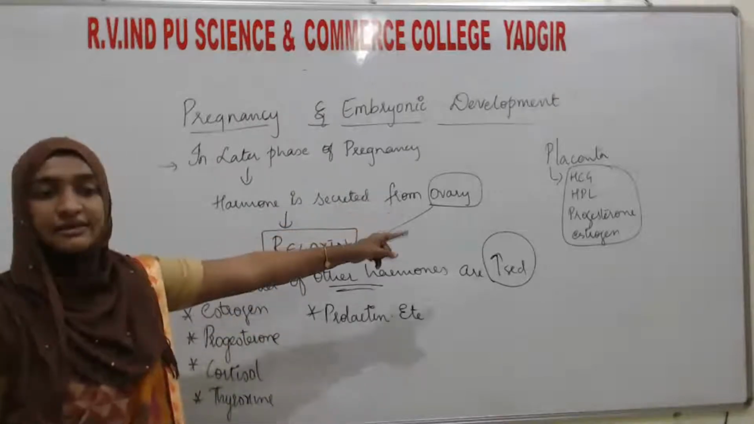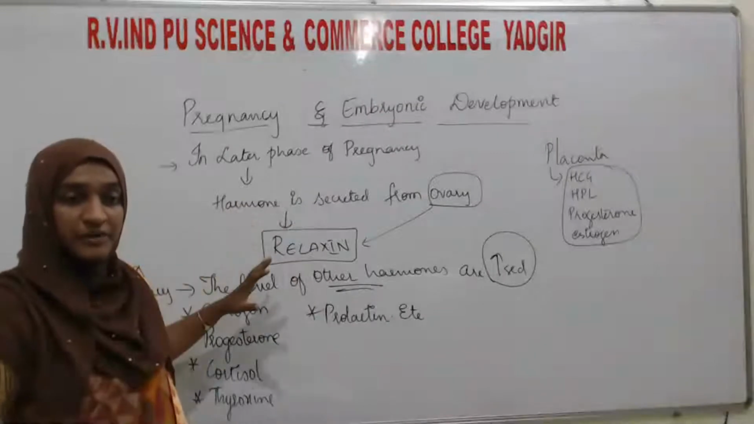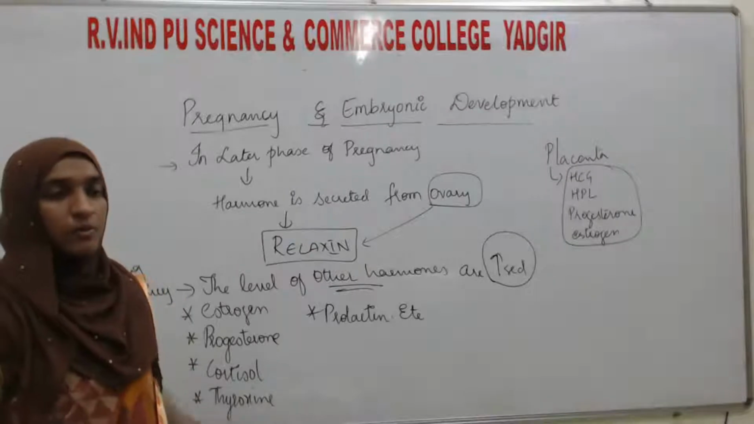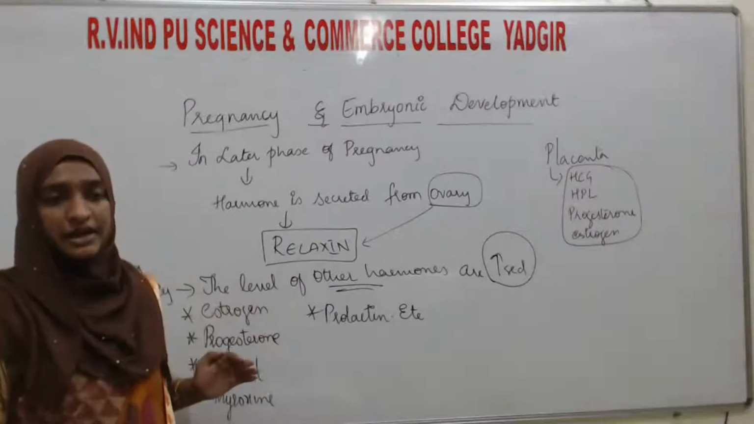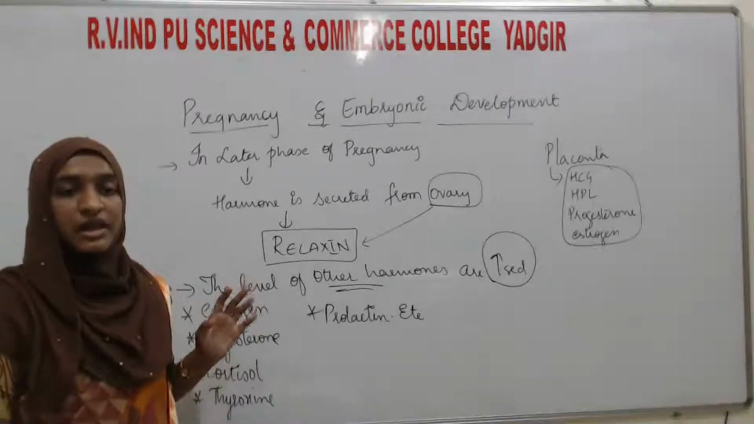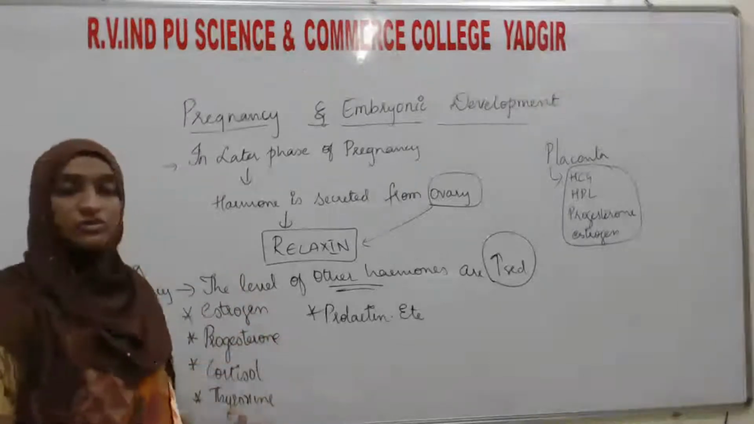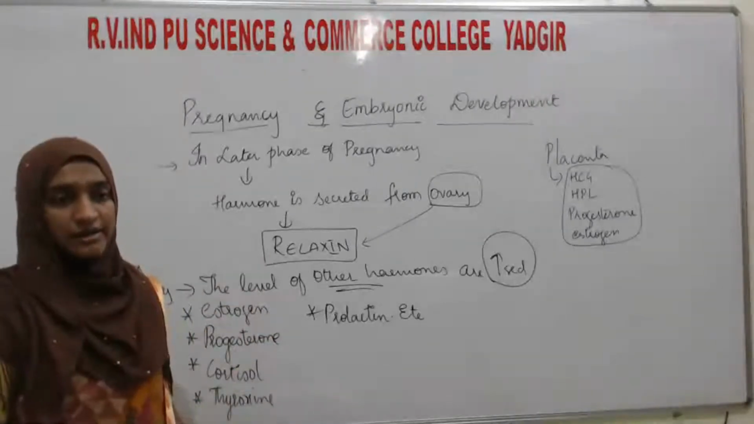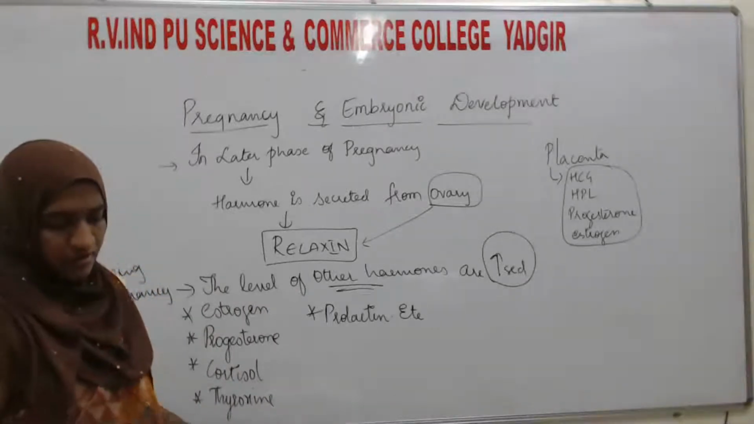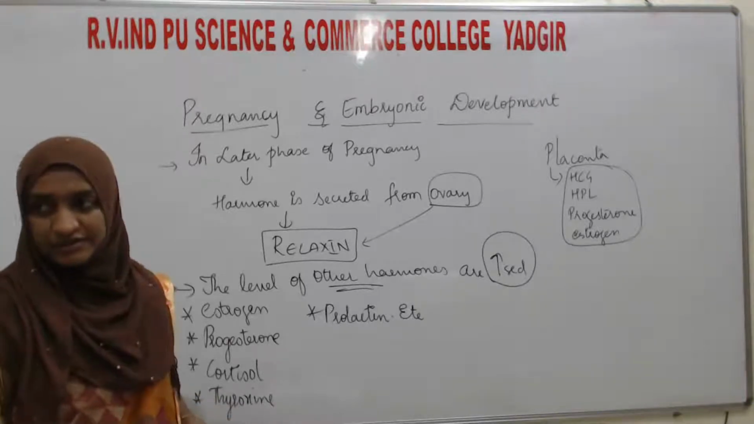The placenta secretes those 4 hormones, and the ovary secretes relaxin. Except for these, all these hormones will be at a very high level during pregnancy. Why? For the fetal growth. Fetal growth means the embryo which is growing inside the womb requires all these hormones at a very high level, for its growth and for metabolic changes in the mother, as well as maintenance of pregnancy.